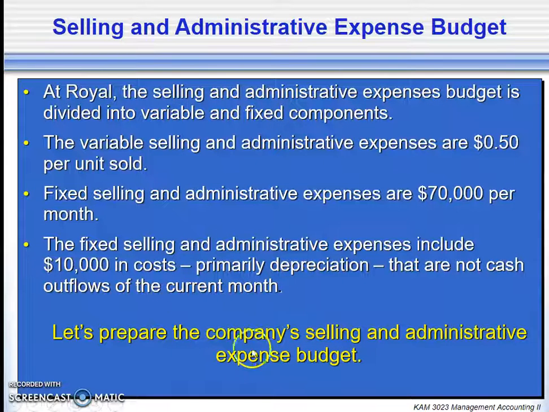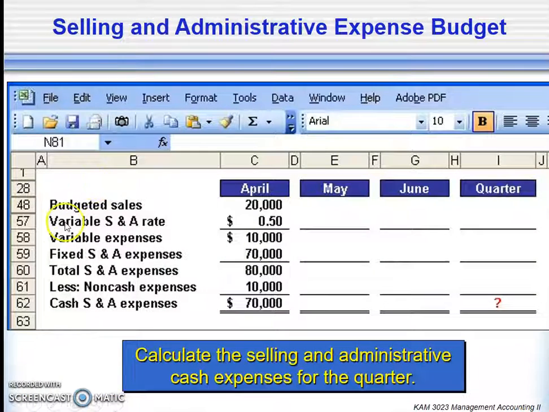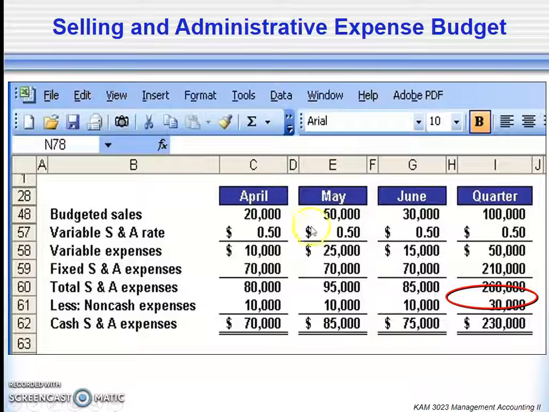So let's prepare the company's selling and administrative expense budget. The budgeted sales times the variable selling and admin rate gives you the variable expenses, and then the fixed selling and admin expenses. So we got the total 80,000, and less the non-cash expenses. So it's the same for May and June. So we got the total here.